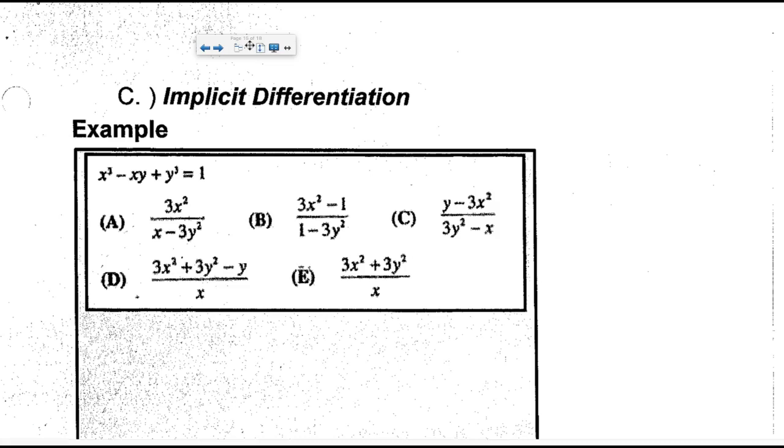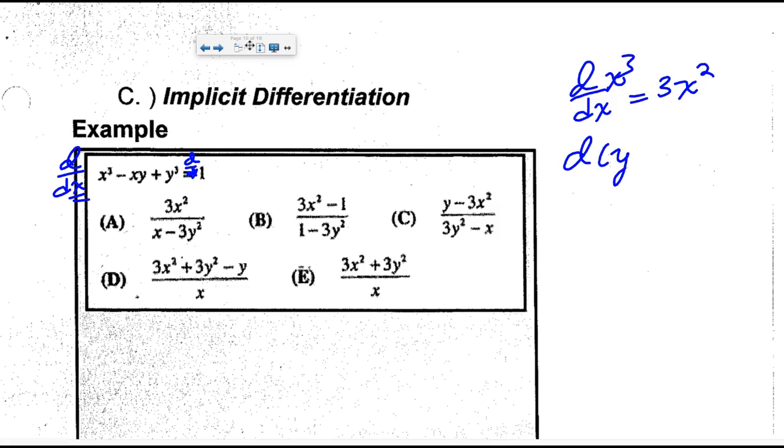So remember, with implicit, we take the derivative with respect to x. That's really important, of both sides. This would be the derivative with respect to x. So remember, the derivative of x cubed with respect to x is just 3x squared. Technically times the derivative of x, but that's just 1. When we do the derivative of some function y, and again, think of y as a function of x, we still do 3y squared, but then we need to multiply by the derivative of y.